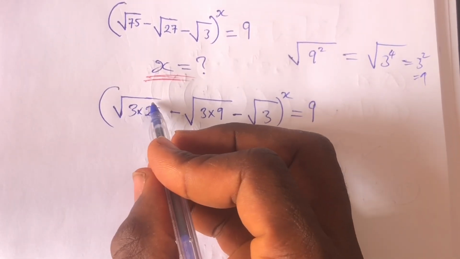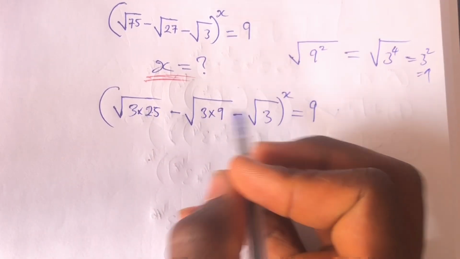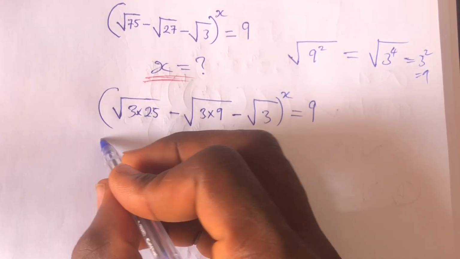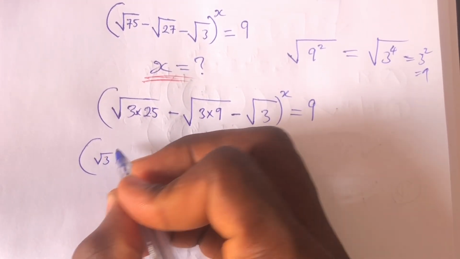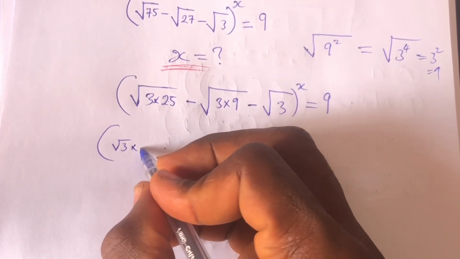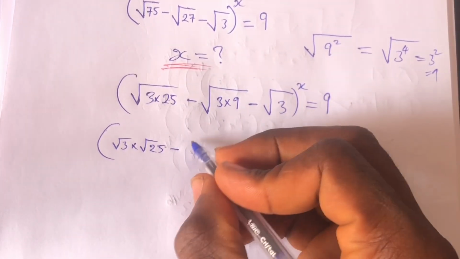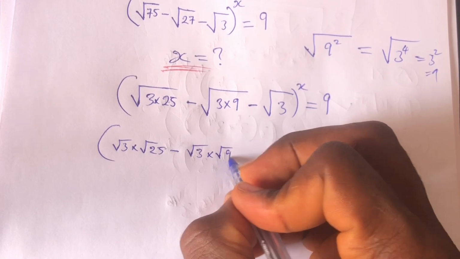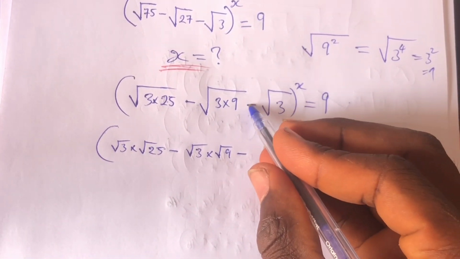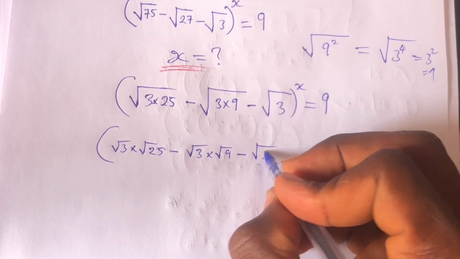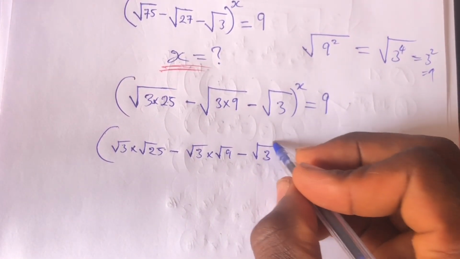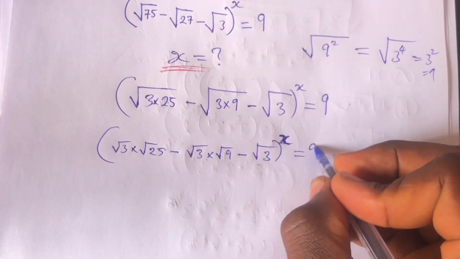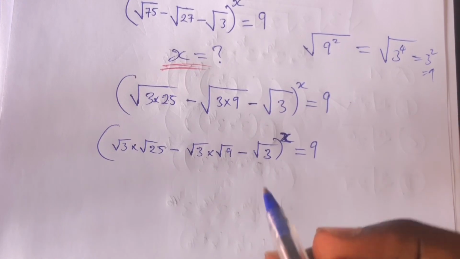So if we factor out 9, since it's multiplication, we can actually break this into their different square roots, which is saying square root of 3 times square root of 25 minus square root of 3 times square root of 9 minus square root of 3, everything raised to power x, which is equal to 9. Let's just keep 9 the way it is.